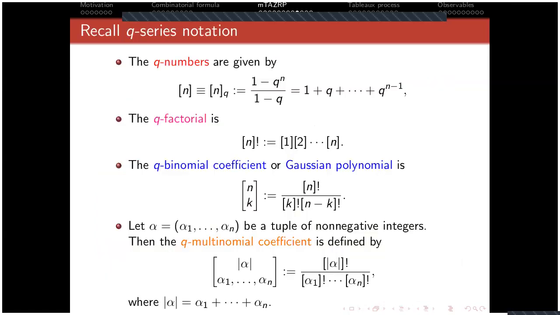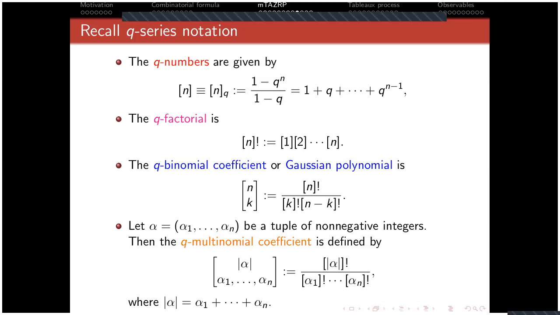Okay, so let me recall the Q series notation. If you have not seen this before, the Q numbers are analogs of the integers. These are very natural in various contexts. The nth Q number is (1 minus Q to the n) over (1 minus Q), that is, 1 plus Q and so on. You can define a Q factorial by taking the product of these things. Q factorial is the product of the first n of these Q numbers. And you can define the Q binomial coefficient, which is the natural thing: n choose k is Q factorial of n divided by Q factorial of k times Q factorial of n minus k.